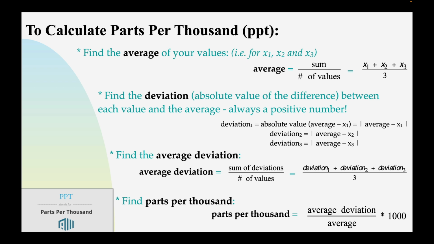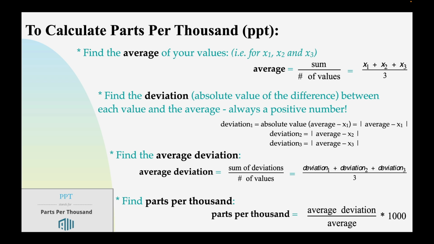And finally, to find the parts per thousand, you take the average deviation number, you divide it by the average, and you multiply by 1,000. So again, whatever units your average value was, grams per mole, wavelengths, temperatures, whatever, your average deviations will be the same. So you end up with a unitless number, and the smaller the parts per thousand number, the better.